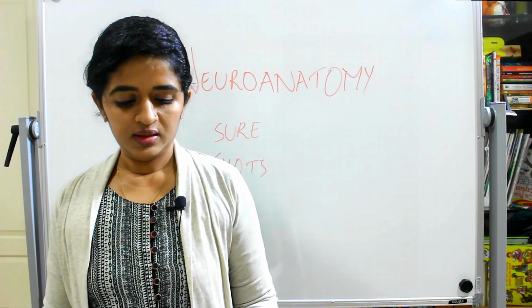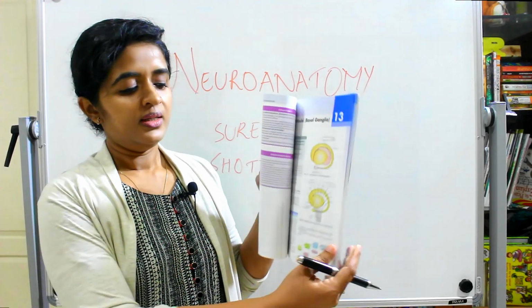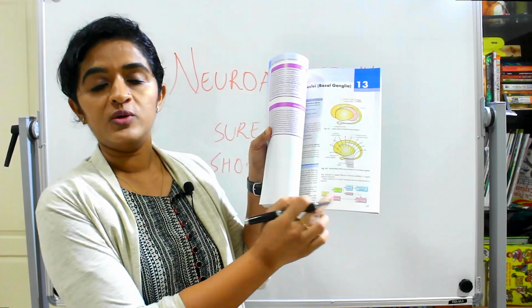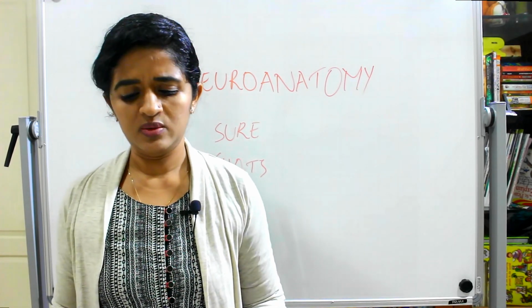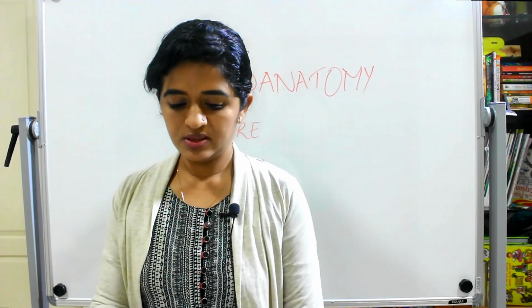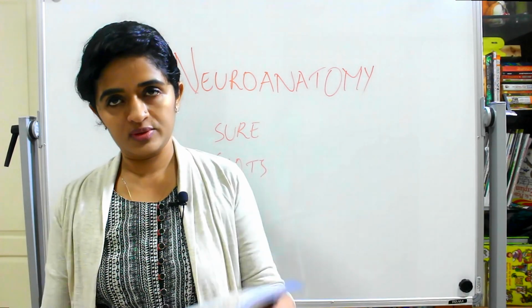Coming to the next chapter, the basal nuclei or basal ganglia. This flow chart will give you an idea about the basal ganglia. So if you just focus on this flow chart, it will be easy. It will just help you to refresh your memory. And the next page, a beautiful diagram showing the relations of the basal ganglia is also given.